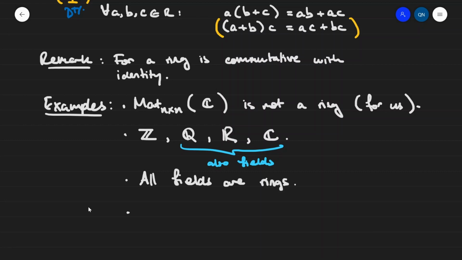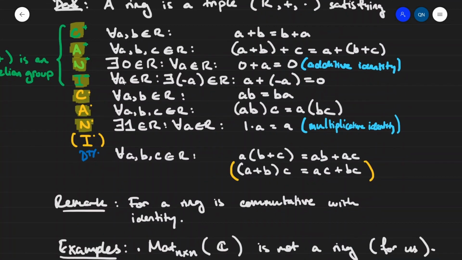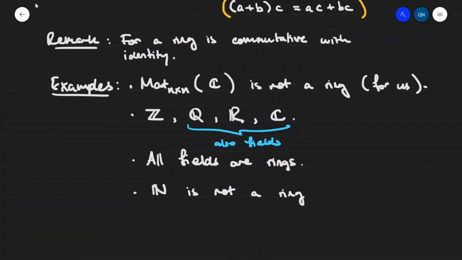However, if you take a look at the set of natural numbers, which is N, this is not a ring. Why is it not a ring? Well, you just take a look at the addition axioms. In particular, this inverse axiom is violated because the negative numbers aren't in there. So axiom 4 is violated.